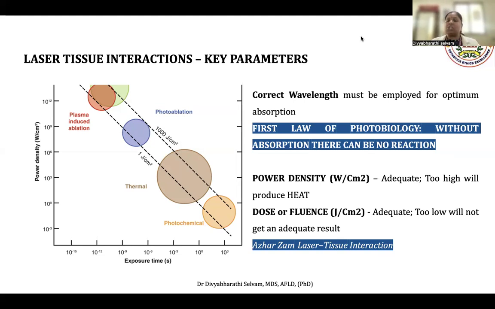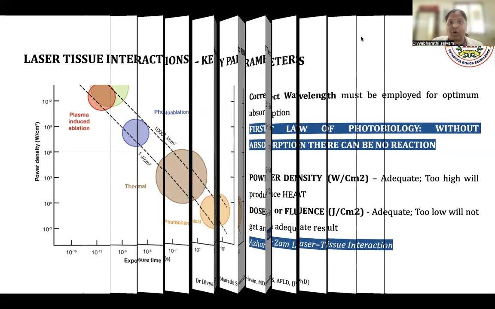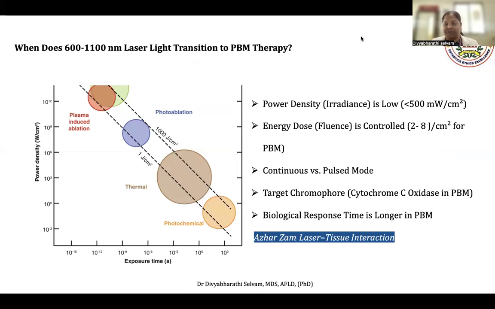If the energy density or fluence is adequate, you will have an adequate reaction. Too much will produce an adverse effect; too low, you will not see any results. So optimal parameters are sufficient. Azar Zam suggested a few laser parameters as ideal: less than 500 milliwatts per centimeter square, with a total energy density of 2 to 8, either in a continuous or in a pulsed mode.